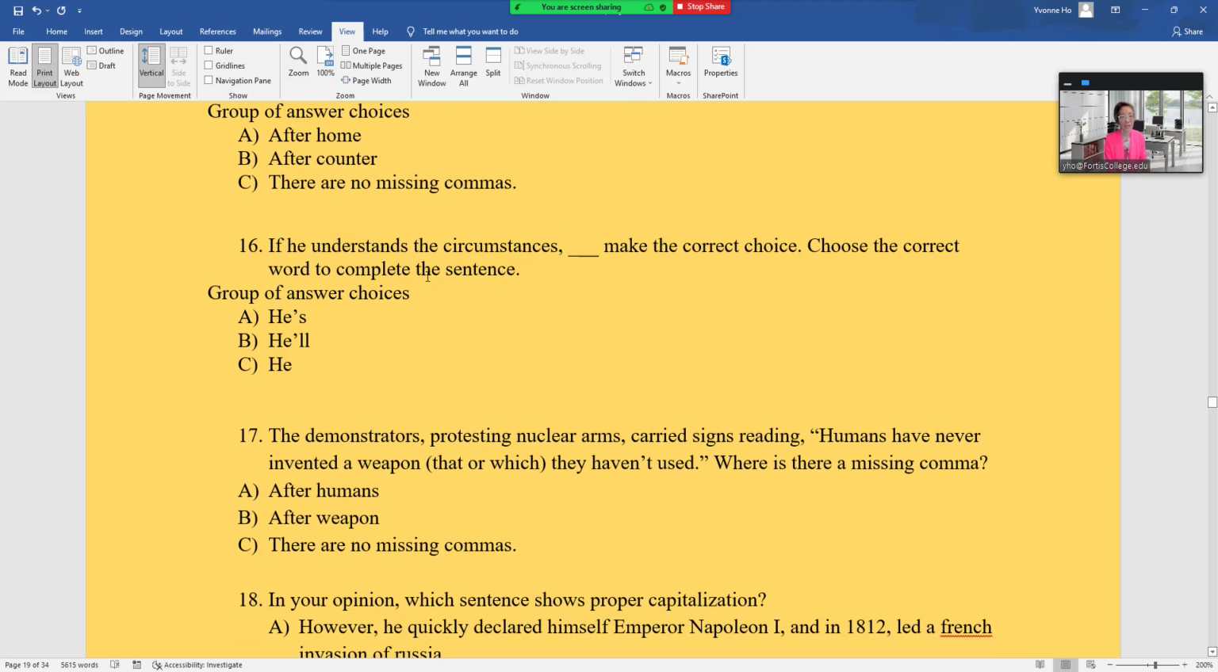If he understands the circumstances, he will make the correct choice. So which of these stands for he will? And the answer is B.